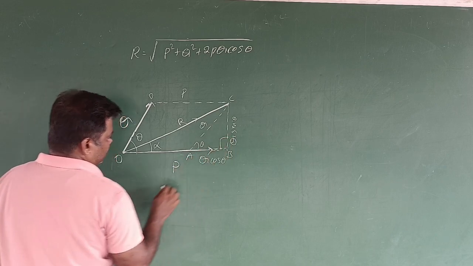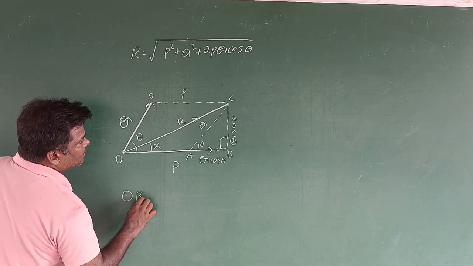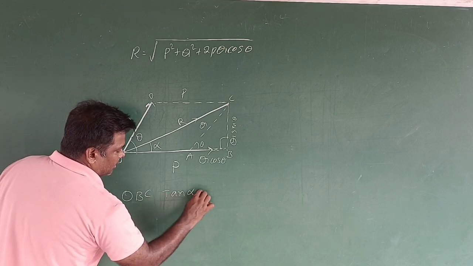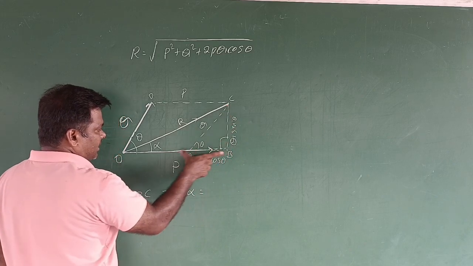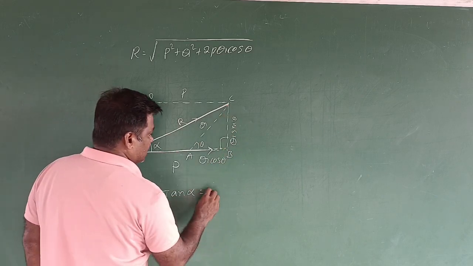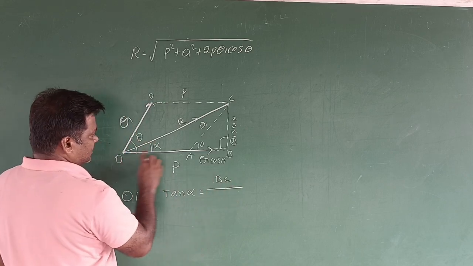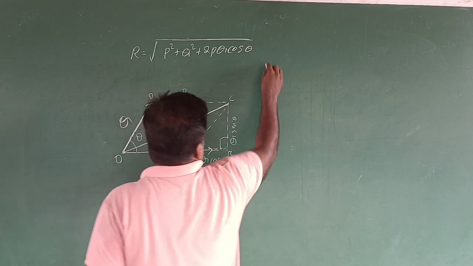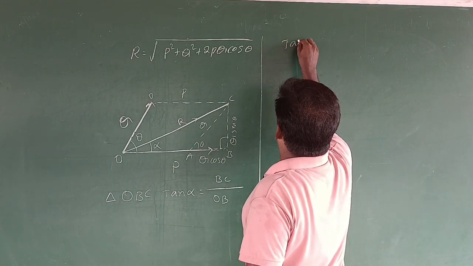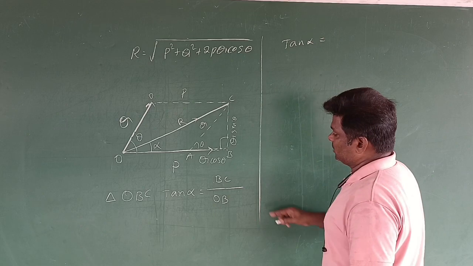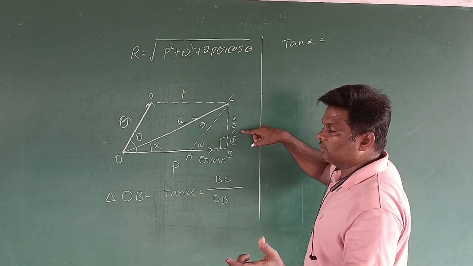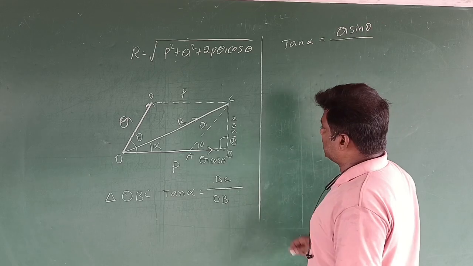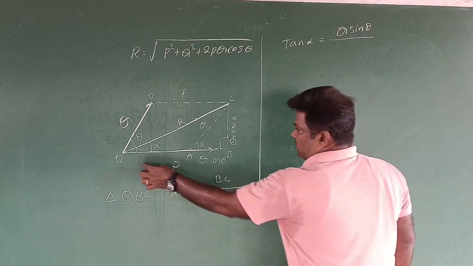Observe here, from the triangle OBC, what is tan alpha? Tan alpha is equal to opposite side by adjacent side. Opposite side is equal to BC. What is the adjacent side? OB. OB is your adjacent side. Now observe here. Tan alpha is equal to BC. BC in terms of the given vector is equal to Q sin theta. So tan alpha is equal to Q sin theta by OB.